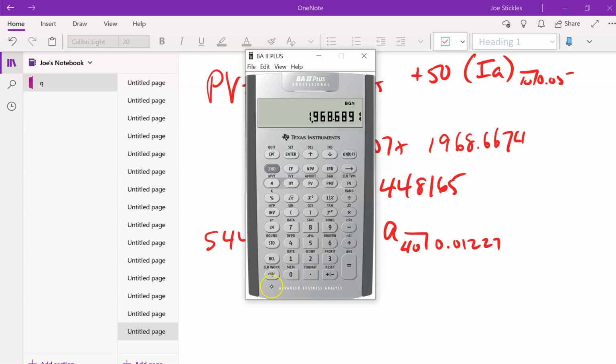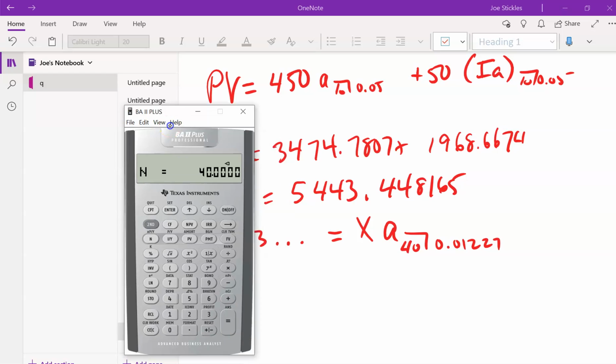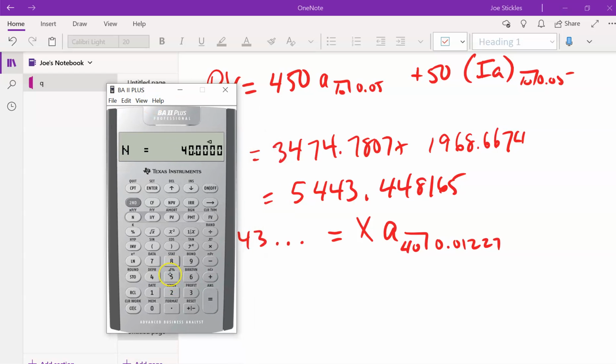So let's get this out of begin mode. (1.05^1/4) subtract off the 1, multiply it by 100, and then I have 40 quarters, I have a present value of 5443.448165. And compute the payment, 173.02.